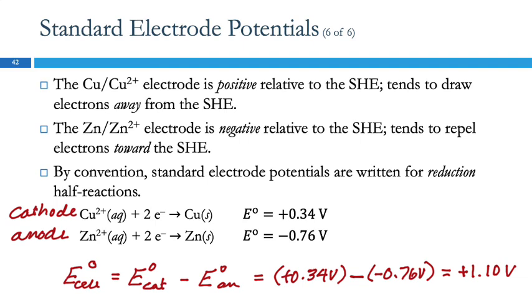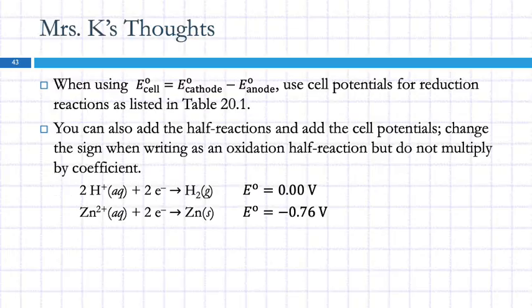I find that very confusing. You see, I got things backwards a couple of times in there, right? Even just talking out loud to myself, and I'm teaching this stuff. We need to identify which one's the cathode and which one's the anode, and then remember which one to subtract from which in order to get the correct potential. So, Mrs. K's thoughts. You can do that.